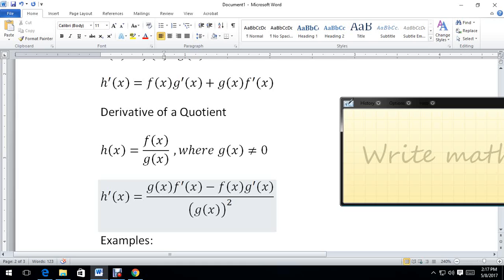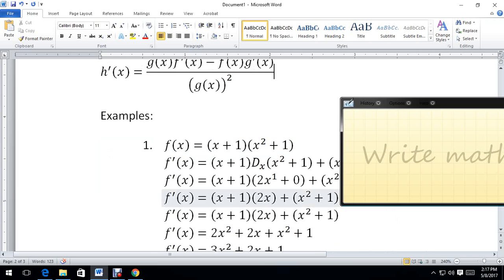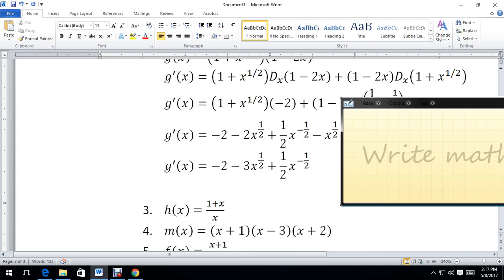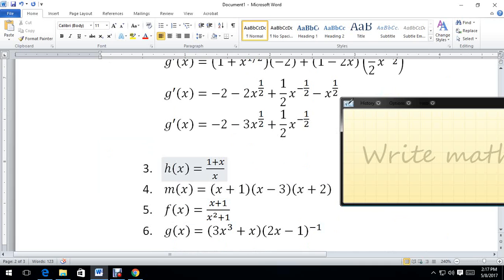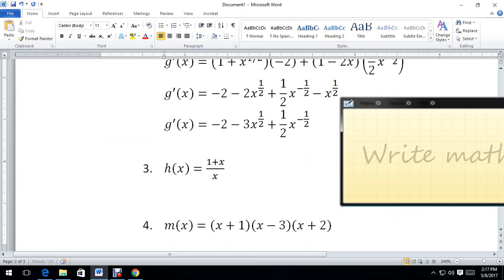Times g of x, g of x times f prime of x minus f of x times g prime of x, over the square of g of x. Okay, so again, perhaps we could establish how we perform the derivative of a quotient by applying it through given examples. So let's have the third one, number 3 in our list of examples.